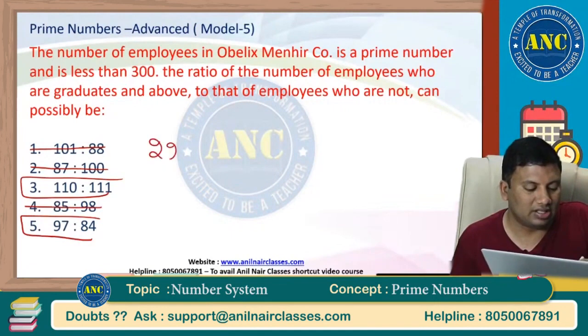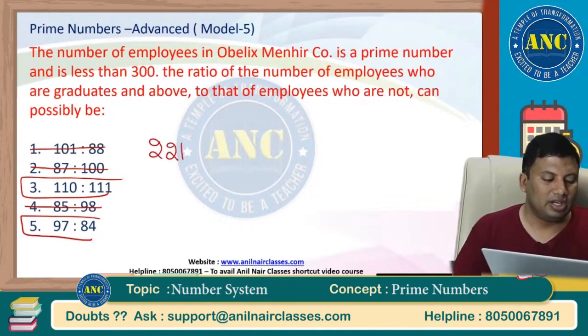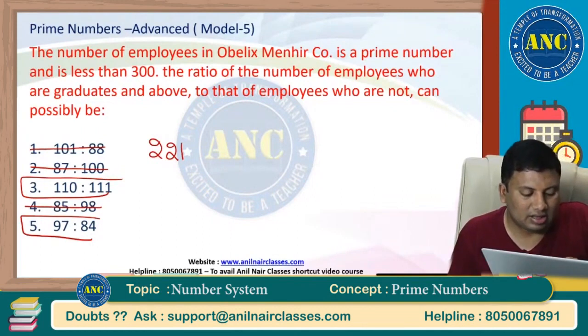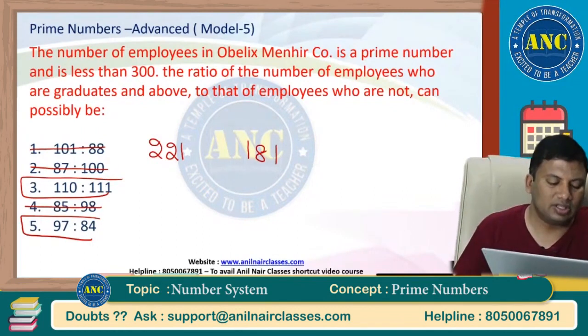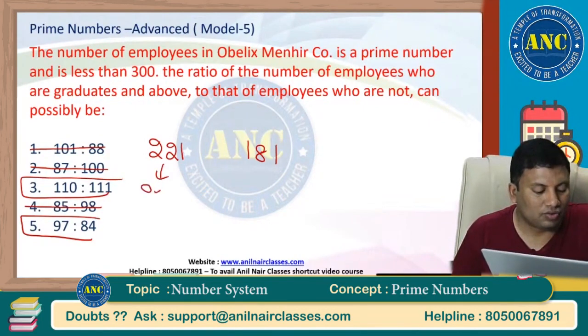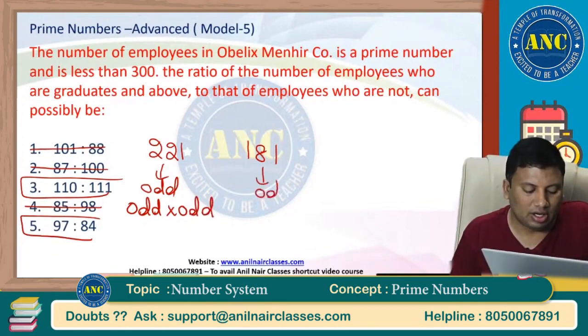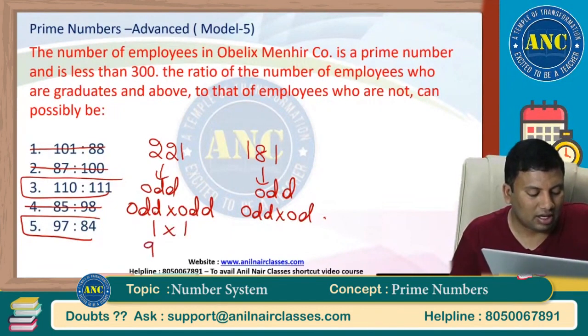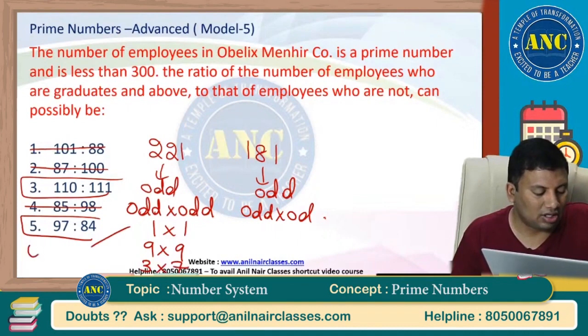Let us see if there is any number that is possible. It is 221 and the other is 181. Suppose this is 221. 221 is an odd number. I am just cross checking if there is any other possibility. Odd into odd is also an odd number. Let us see if there is any possibility. 1 into 1 is 1. Next, 9 into 9 is 1. Next, 3 into 7 is 1. These are all the unit digits.